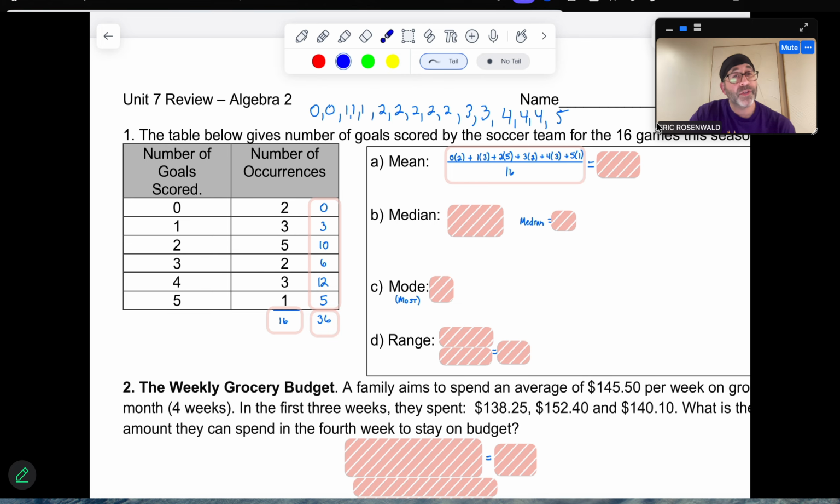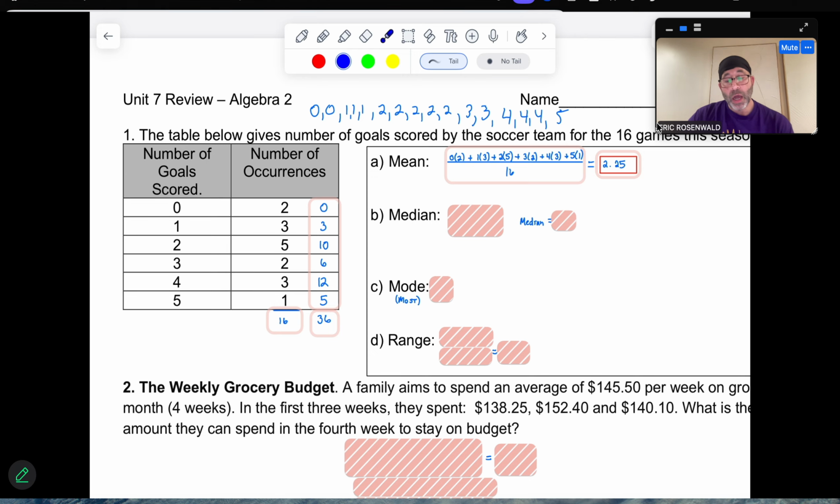So to find the average number of goals scored, we take all of that we added together and divide it by how many there were. There are 36 goals scored, and there were 16 games that this happened over. So 36 divided by 16 means that we have 2.25 goals per game.